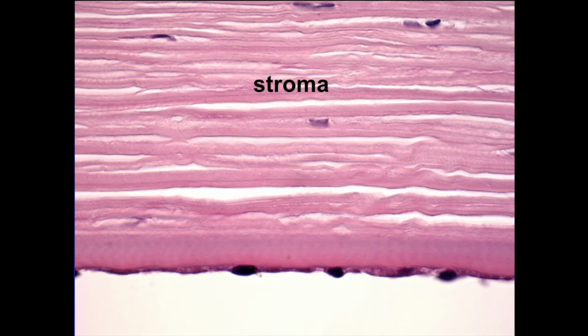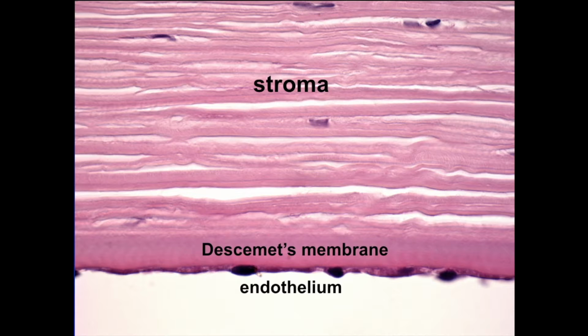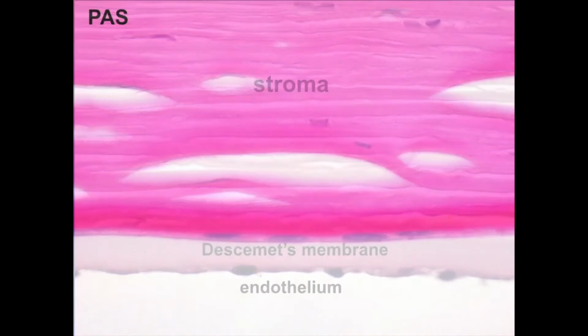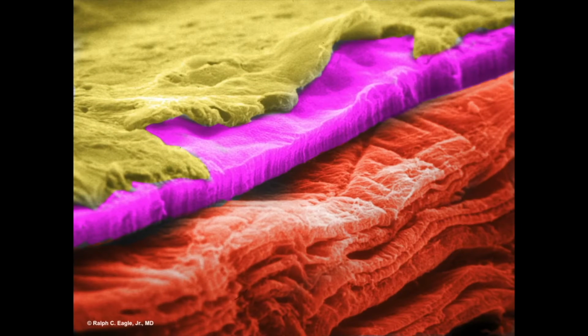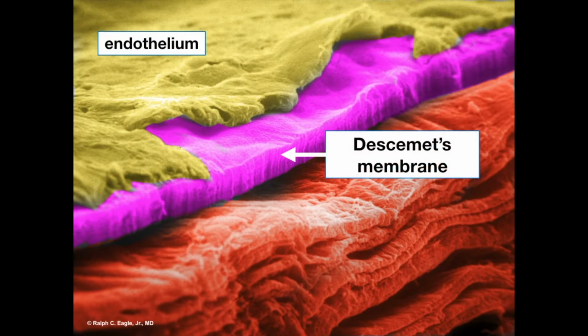A thick basement membrane called Descemet's membrane lines the posterior surface of the stroma. An extremely important monolayer of corneal endothelial cells is present on the posterior surface of Descemet's membrane. Descemet's membrane is secreted by the endothelial cells and thickens with age. Descemet's membrane stains positively with a PAS, or periodic acid Schiff, stain. This false colorized scanning electron micrograph of the posterior corneal surface shows the endothelium, Descemet's membrane, and the posterior stromal lamellae.